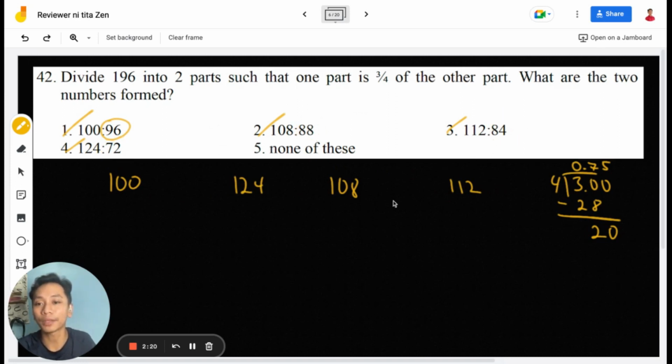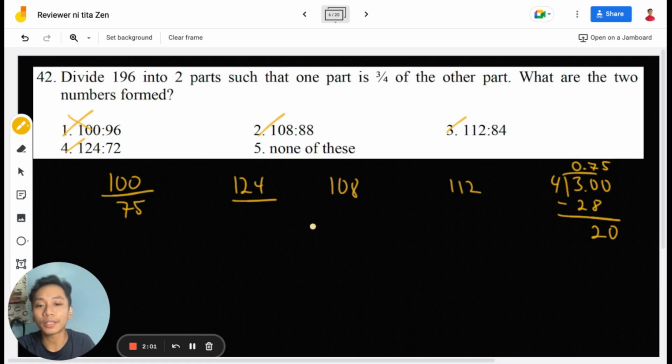Tingnan natin isa-isa. 75% of 100 is obviously 75. So dapat 75 yung nandito para masabi na yung one part is 3/4 of the other. And obviously, hindi yun yung hinahanap natin. So, X na si number 1.